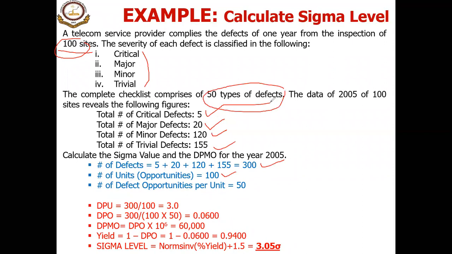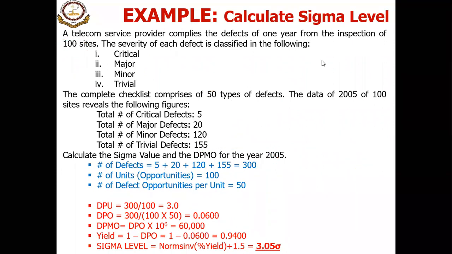These 50 types of defects we have further categorized into 4 categories, but actually there are 50 different types in which we say that if this type of defect is there, there is a defect in this particular site. So we further categorize into 4. So the number of opportunities to find a defect is actually 50. Using this information, we have calculated the sigma level, that is 3.04 sigma level.